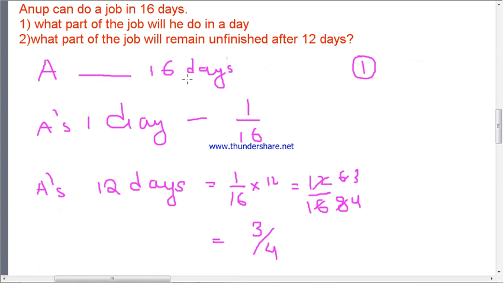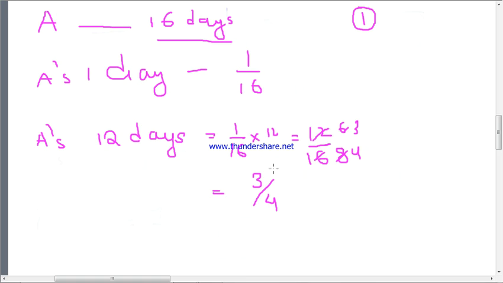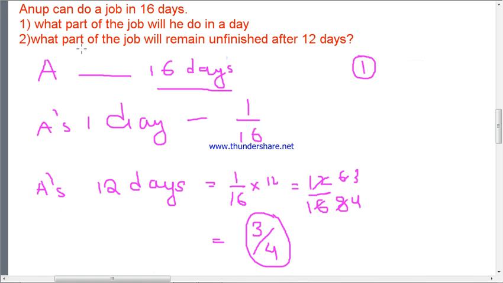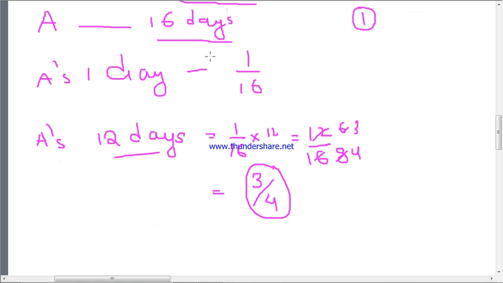He finishes the work only if he works for 16 days. So remaining days are still there, is it not? So what is the remaining work? Work completed is 3/4. They are asking what part of the job will remain unfinished. In 12 days he completes 3/4 of the work, he has not completed it. In 16 days he will complete. There are 4 more days left. So how much work is still unfinished?